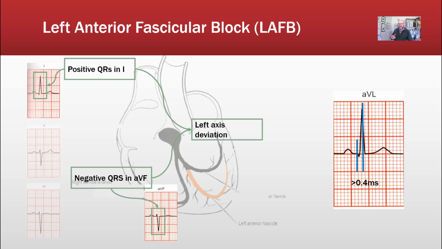The delayed activation of the left ventricle swings the QRS vector to the left, and so another significant finding in these left anterior fascicular blocks is going to be left axis deviation.